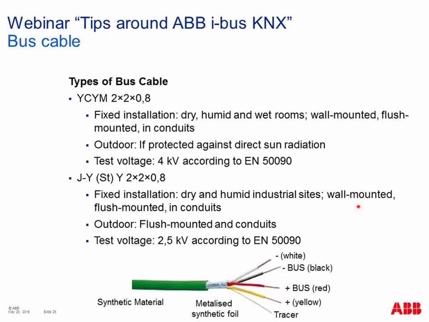So, which kind of bus cables are available on the market? They are very similar. YCYM 2x2x0.8, mainly for indoor installations. You see here some limits for this cable. Also outdoor possible if it's protected against direct sun radiation. Test voltage 4 kilovolt. And the other one, JYSTY 2x2x0.8. Same principle. Also possible in outdoor installations, but with a lower test voltage, 2.5 kilovolt. These are the standard cables. And you see here again the standard cable with green cover, let's say.